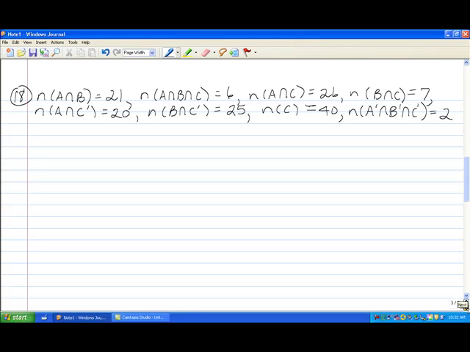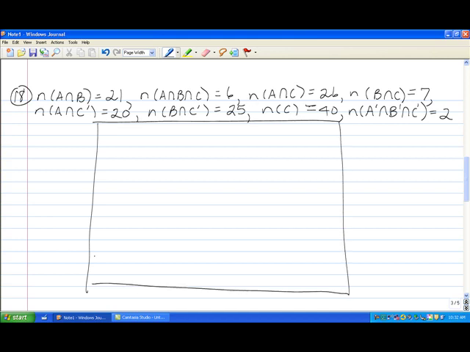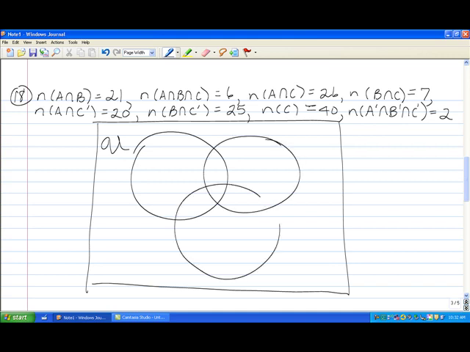All right, so we're going to complicate it more. This time we're going to draw a Venn diagram for 3 sets, number 18. Okay, we want to begin with the area of most overlap, and that would be where A, B, and C all intersect. So I'm going to start there and put my 6 in.